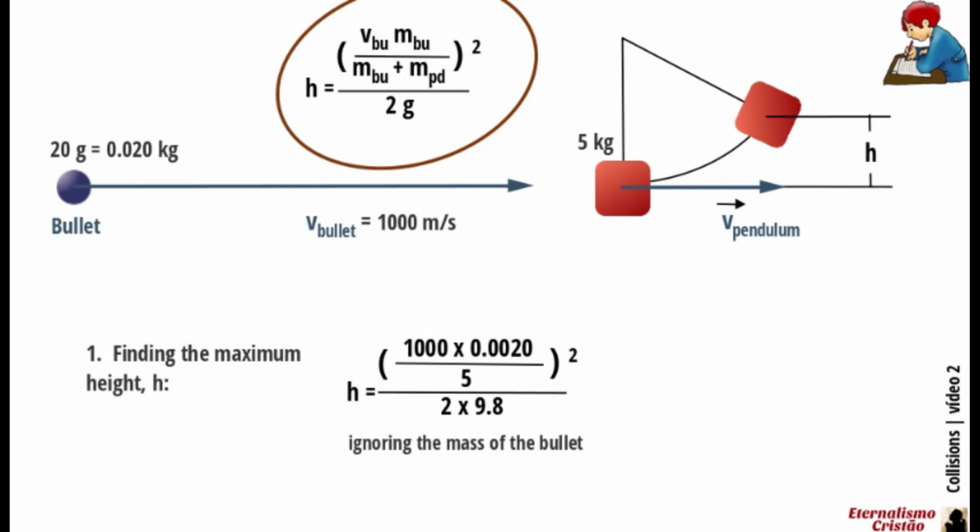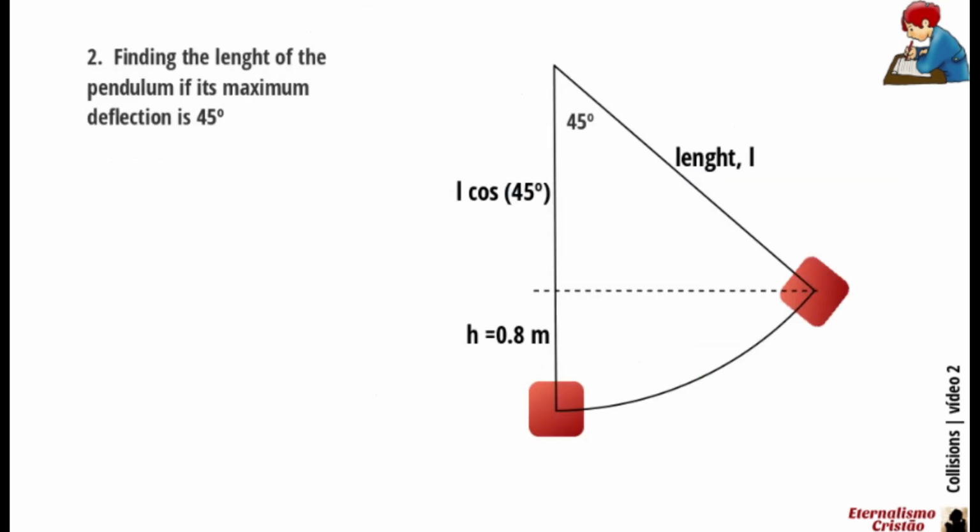Note that the height will be lower if gravity, or another force that pulls down the pendulum, is stronger. Notice that L is the radius of a circle. L is equal to L multiplied by the cosine of the angle, plus the height, h.